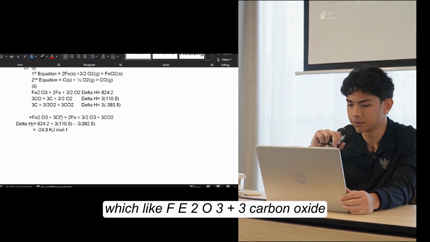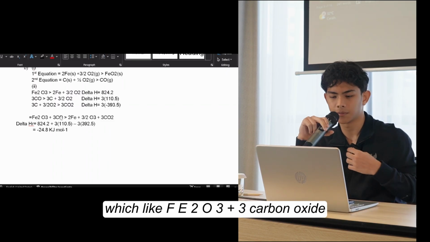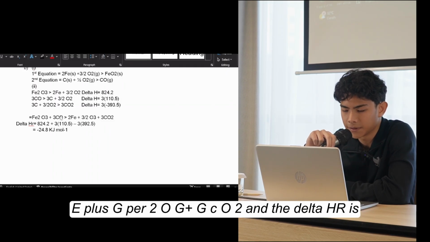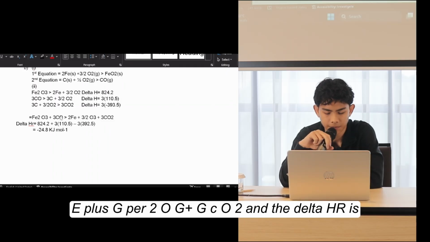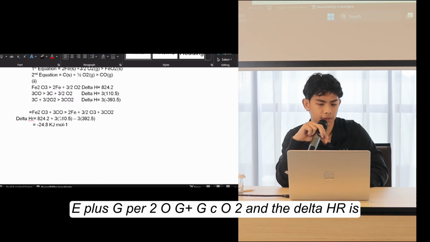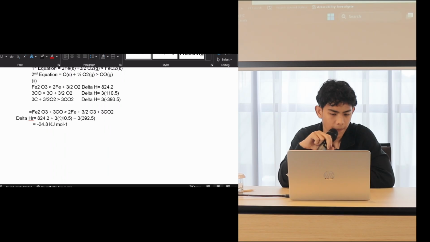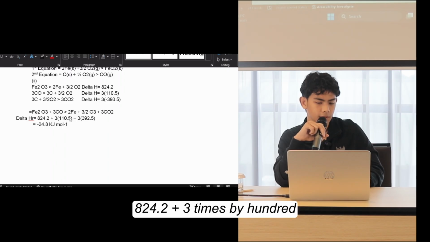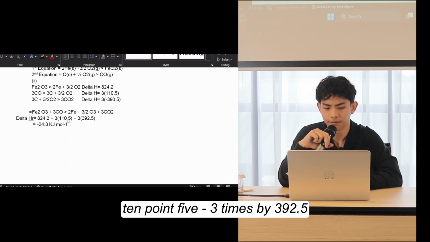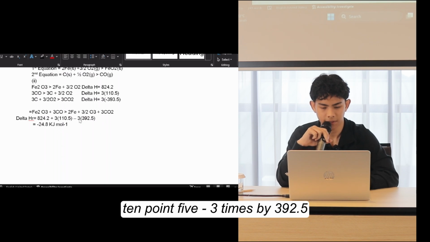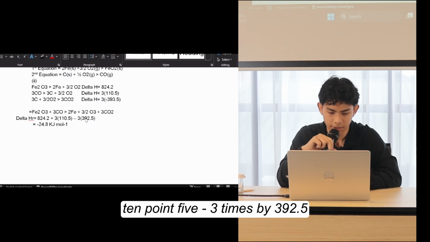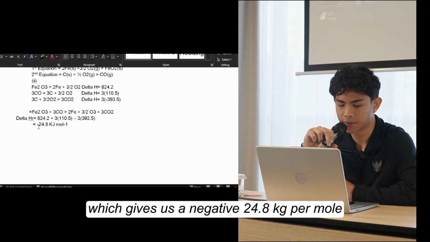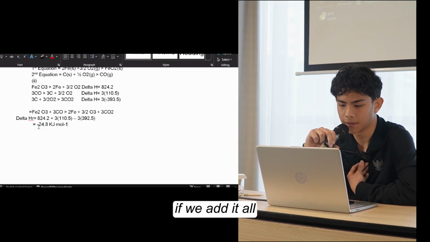like Fe2O3 plus 3 CO, which gives 2 Fe plus 3 CO2, and the delta HR is 824.2 plus 3 times 110.5 minus 3 times 393.5, which gives us negative 24.8 kJ per mole if we add it all.